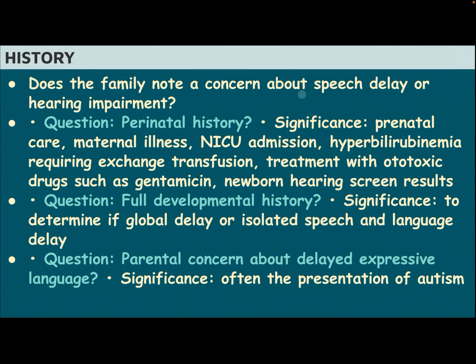History: does the family note a concern about speech delay or hearing impairment? Question: perinatal history, significant prenatal care, maternal illness, neonatal care admission, hyperbilirubinemia requiring exchange transfusion, treatment with ototoxic drugs such as gentamicin, newborn hearing screen result. Question: full developmental history, significant to determine if global delay or isolated speech and language delay. Question: parental concern about delayed expressive language, significant, often presentation of autism.